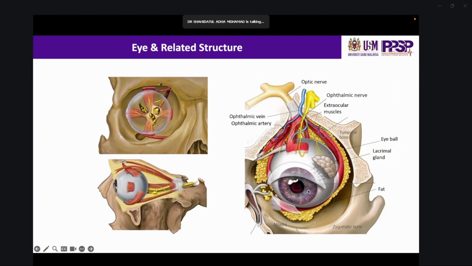Not only that, surrounding the eyeball within the orbit is a lot of orbital fat, and this orbital fat can become inflamed in the case of orbital cellulitis or thyroid eye disease. In the case of trauma, patients might have retrobulbar hemorrhage, and all these pathologies or inflammations can compress the extraocular muscles as well as the optic nerve.